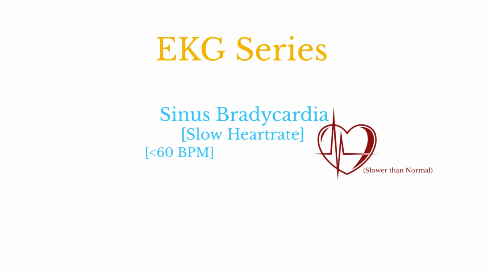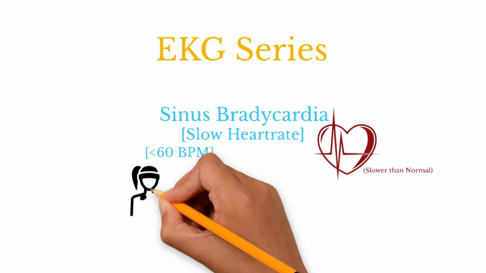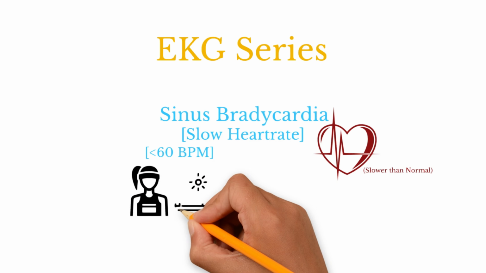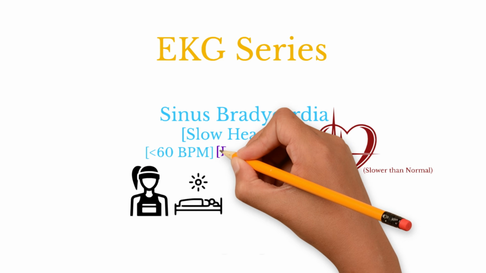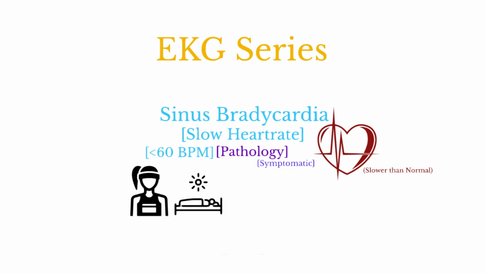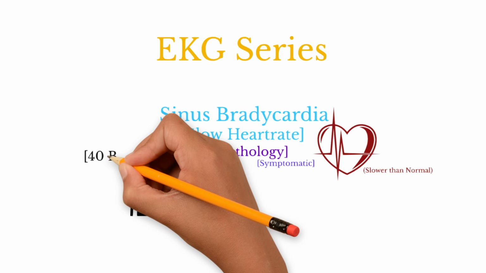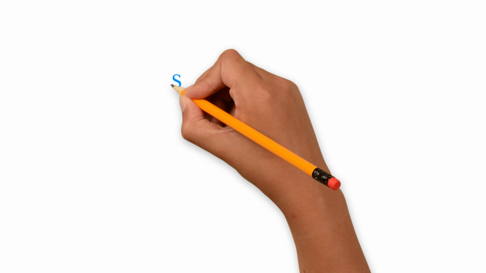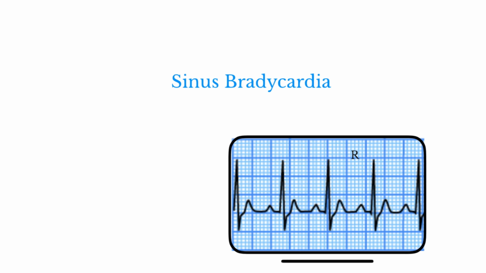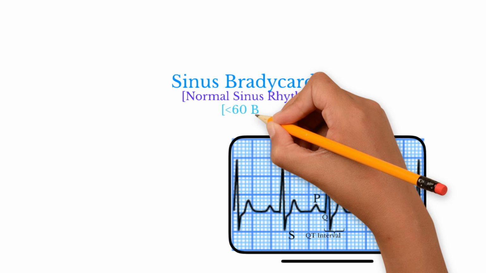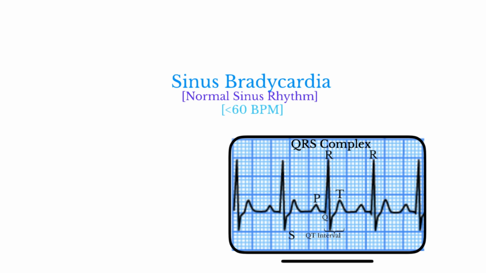While it can be a normal finding in a well-conditioned athlete or during sleep, it may also indicate underlying pathology, especially if it is symptomatic. Sometimes an athlete's heart rate could be in the 40s, and that's okay. Like sinus tachycardia, sinus bradycardia has all the characteristics of a normal sinus rhythm, except that the heart rate is less than 60.